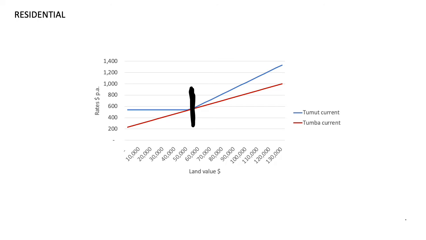In Tumut, everyone below that $53,000 threshold pays the $540 minimum rate, regardless of the value of their land. In Tumbarumba, everyone's paying that $232 minimum, so everyone's making a contribution for the benefits that they enjoy, the services Council delivers, which is really the thinking behind the minimum rate. The rates are also going up with land values, so that's the ability to pay principle coming in, whereas with the minimum rate, everyone's just paying the same amount regardless of land values.